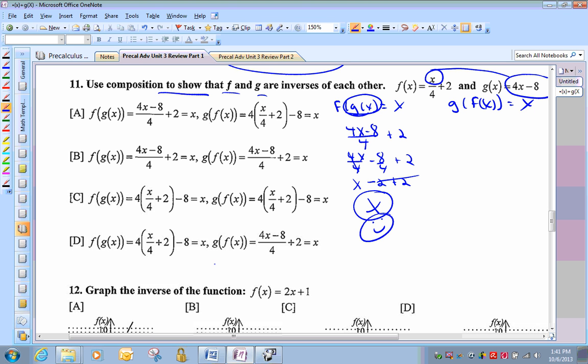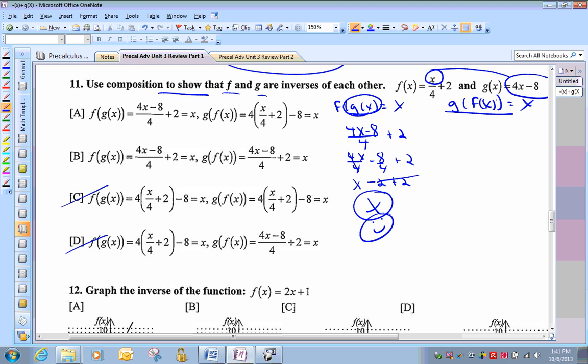Let's look here. We got 4x minus 8 over 4 plus 2 when we did f of g. That's right. If we pulled out the 4, then it would have been x minus 2. So those don't work because those say plus, so we can take those two out. All right, now let's keep going.